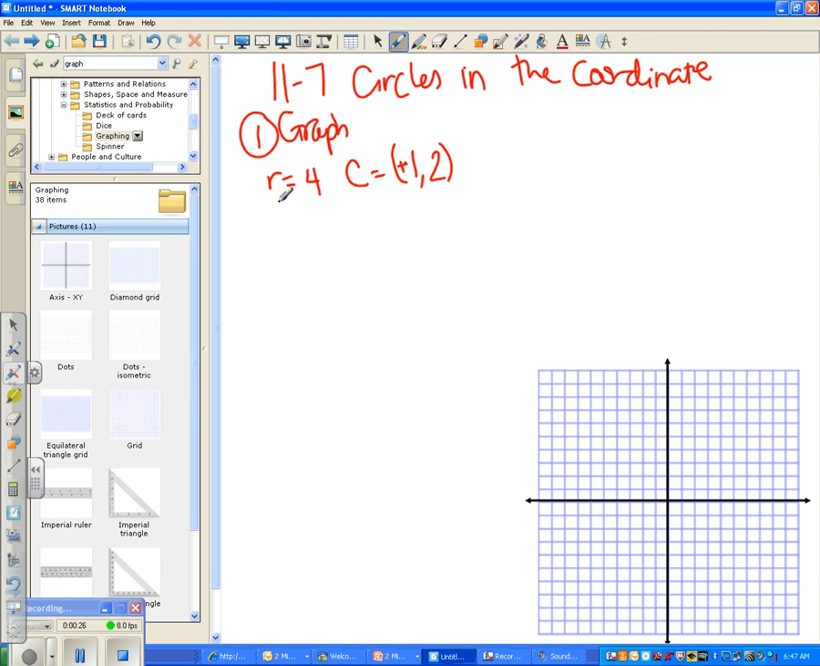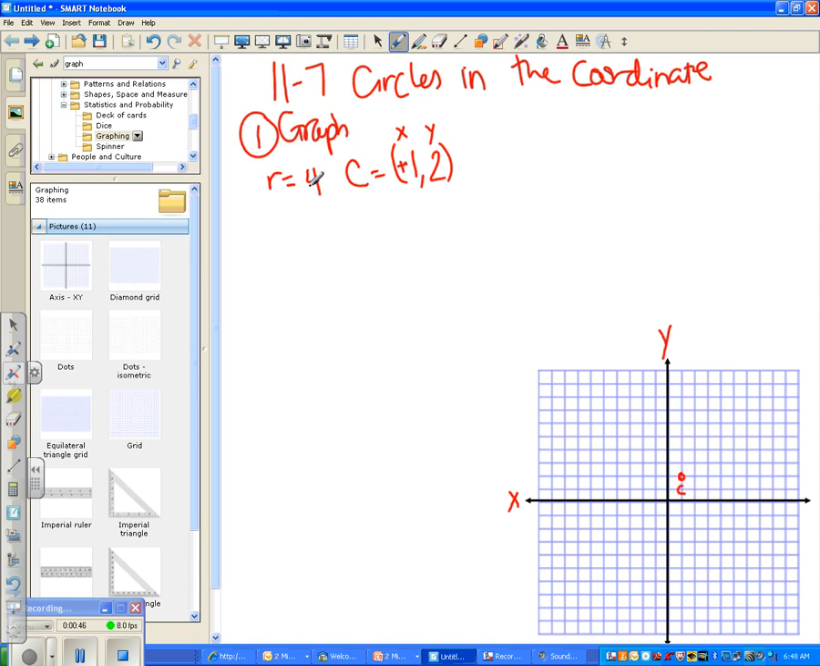All right, well, to graph a circle, I'm going to start at the center. So remember, this first number is your x-coordinate, the second number is your y-coordinate, and the y-coordinate is the vertical axis, and the x-coordinate, the x-axis is the horizontal axis. So you graph 1, 2, there's my center.